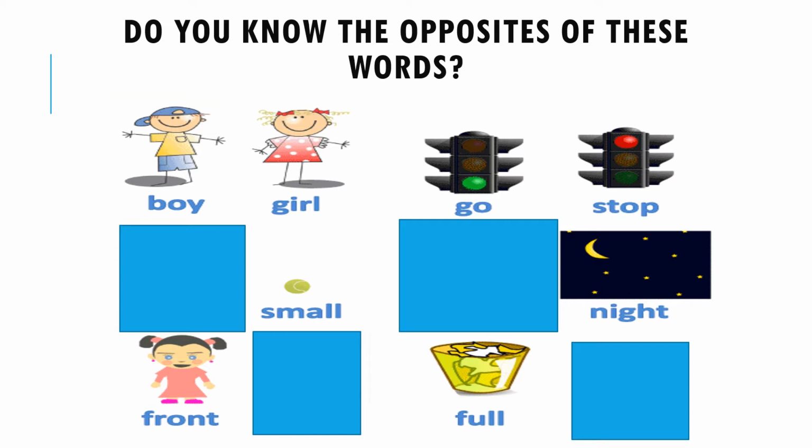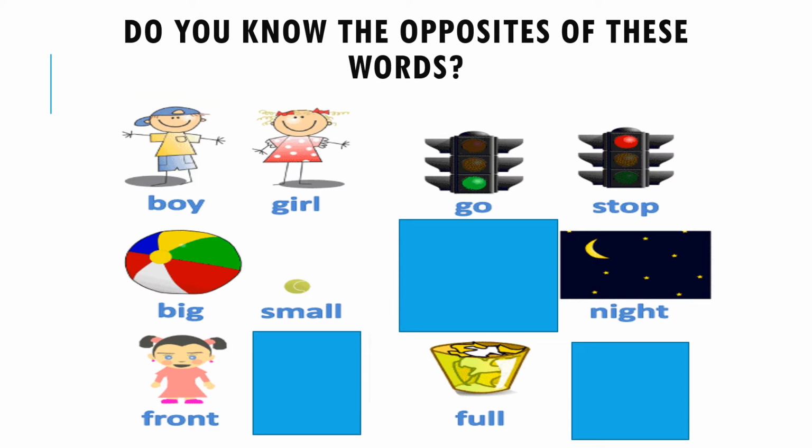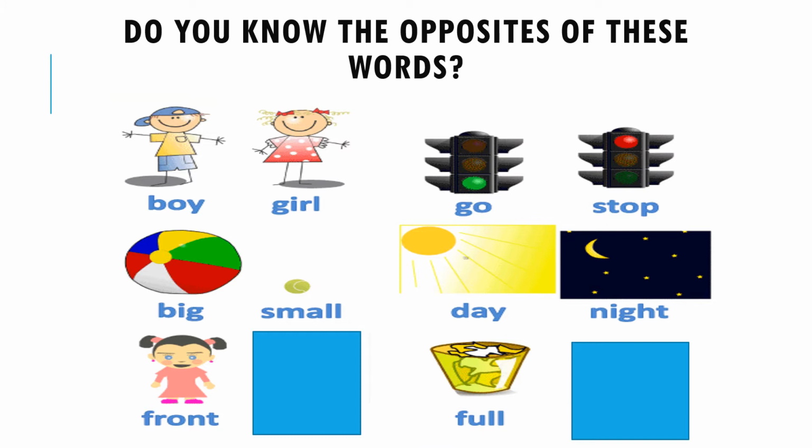Touch the tennis ball on your screen. This tennis ball is small. What's the opposite of small? The opposite of small is big. Big, small. They are opposites. Touch the night sky. Did you touch the night sky? Okay, what is the opposite of night? If it's not night, then it is day. Yes, when the sun is shining and all around looks bright.